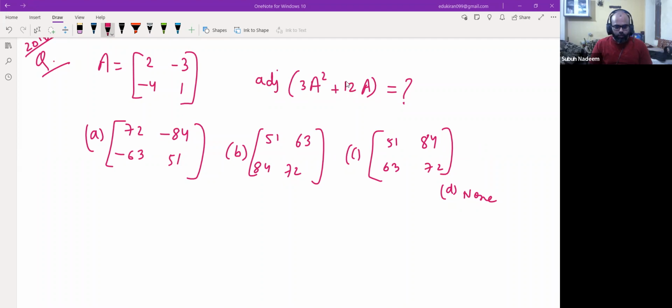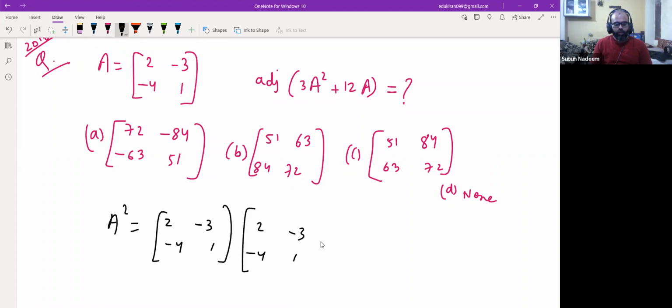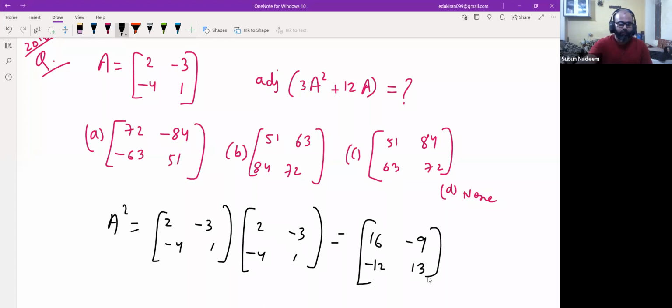So if you see here, let us find A square. A square will be multiplication of A with A. So what you will get is 4 plus 12, 16, and -6 minus 3, -9, and -8 minus 4, -12, and 12 plus 1, 13. So this is A square.